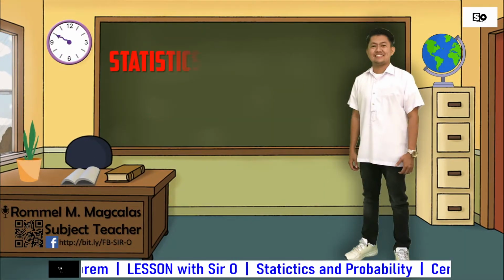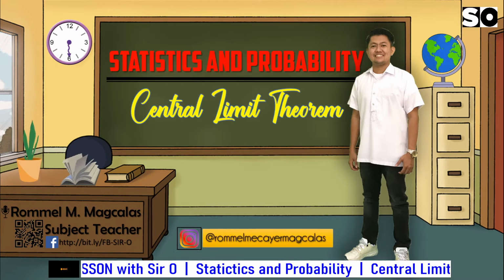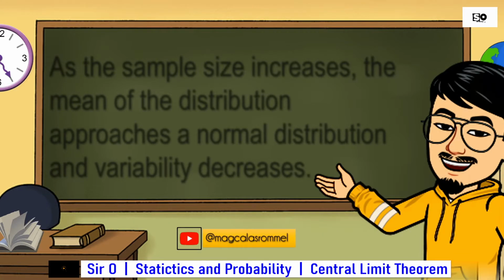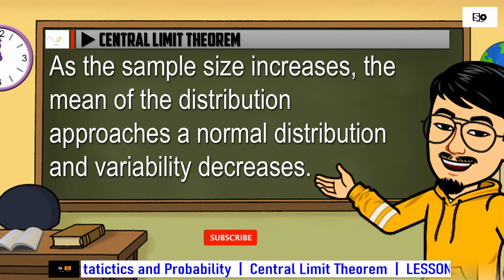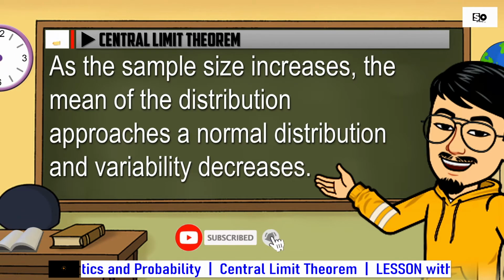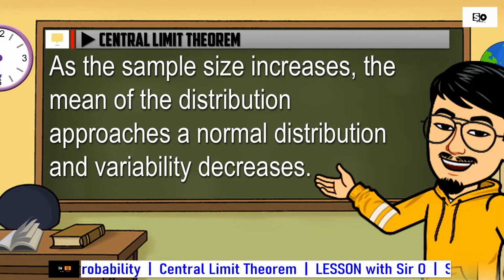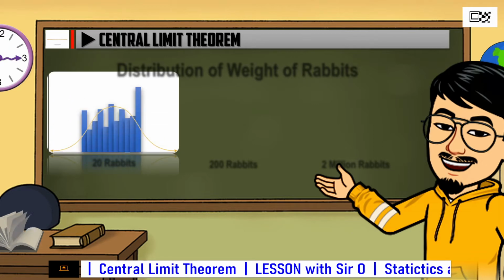Today's video lesson for Statistics and Probability is all about the Central Limit Theorem. Central Limit Theorem: as the sample size increases, the mean of the distribution approaches a normal distribution and its variability decreases. Take a look at this illustration.